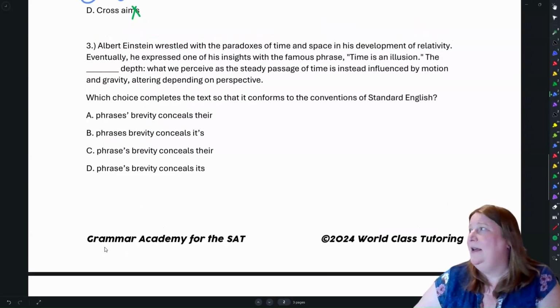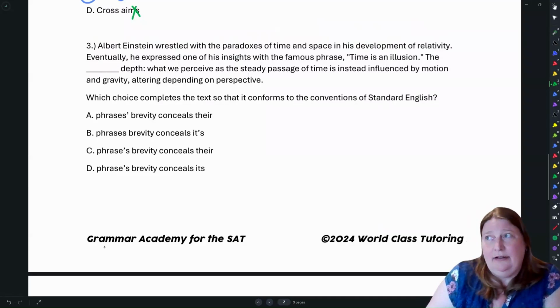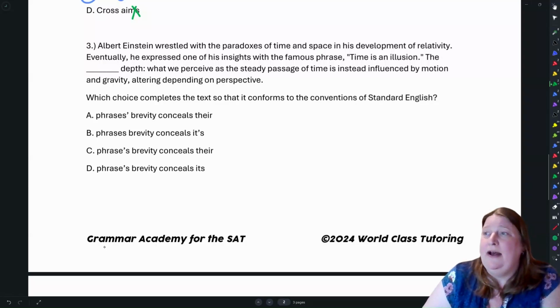All right, let's move on to Albert Einstein. When I look at the answers here, I'm noticing some have an apostrophe and some do not. So I have to think about the apostrophe. And you want to think about, when you have an apostrophe, the word after it.